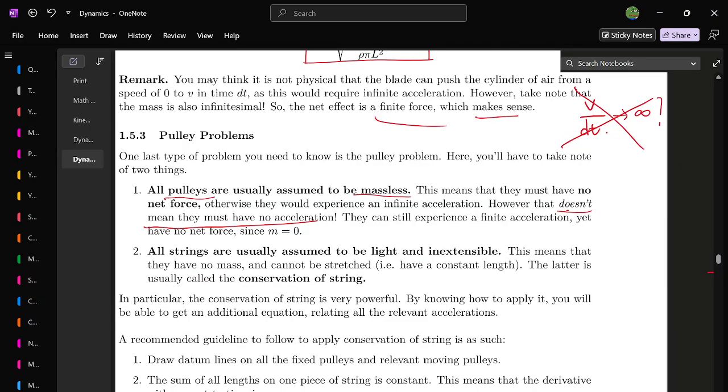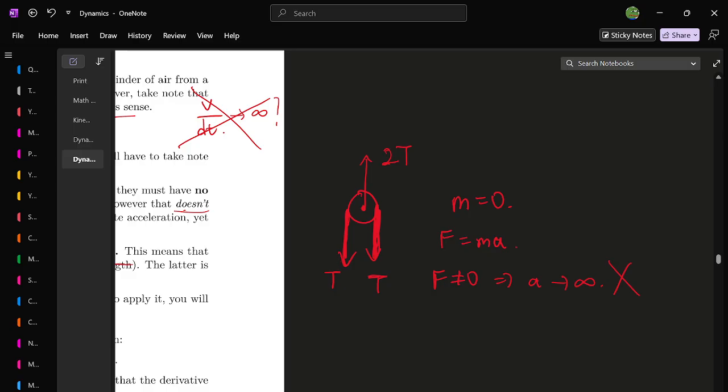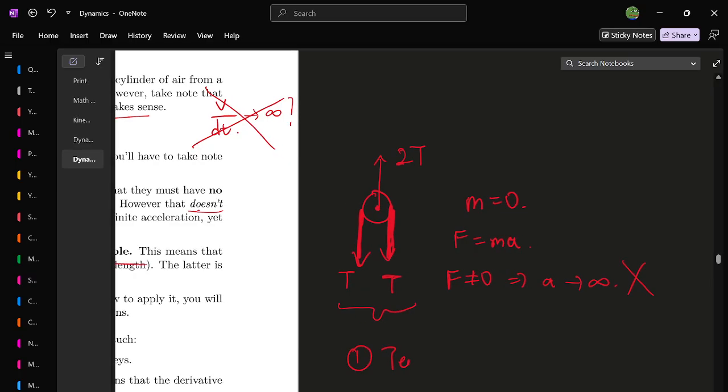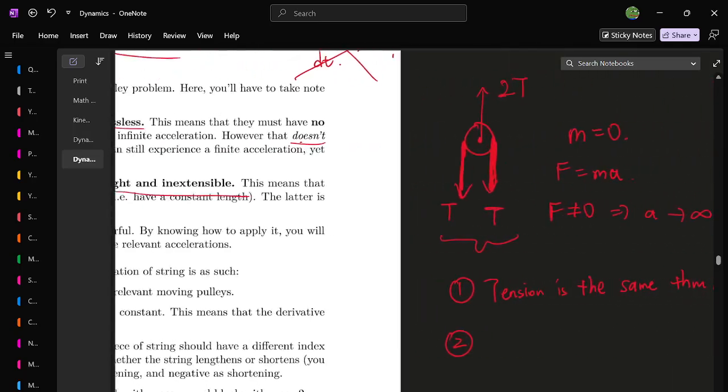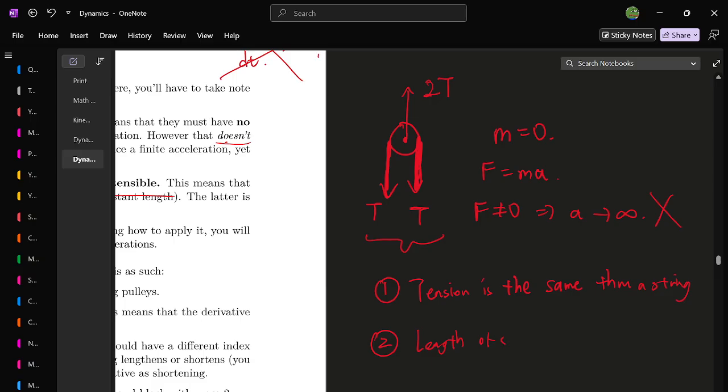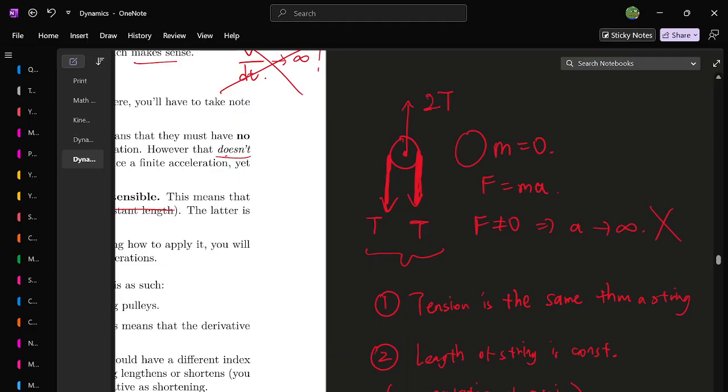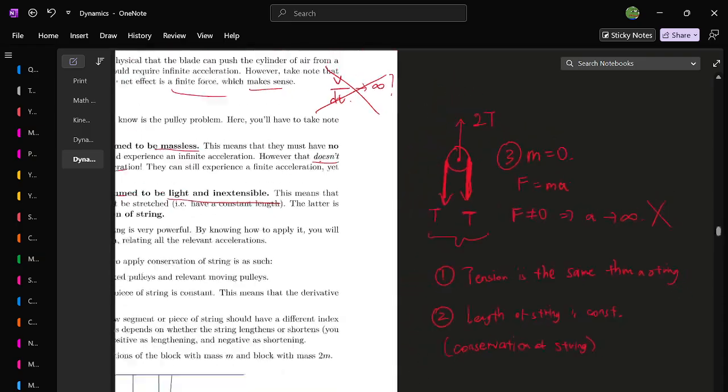Another condition is that strings are usually assumed to be light and inextensible. What this means is that firstly, tension is the same throughout the string. Here is what we did. We said that tension is the same here. So tension is the same through a string. Secondly, what this also means is that length of string is constant. And we term this the conservation of string. We'll see how to apply this later. Okay, actually all these three ideas are important for pulley problems. We'll see how to apply them later.